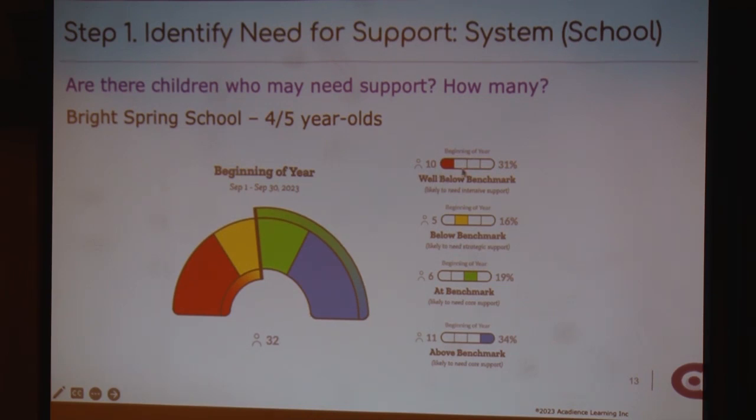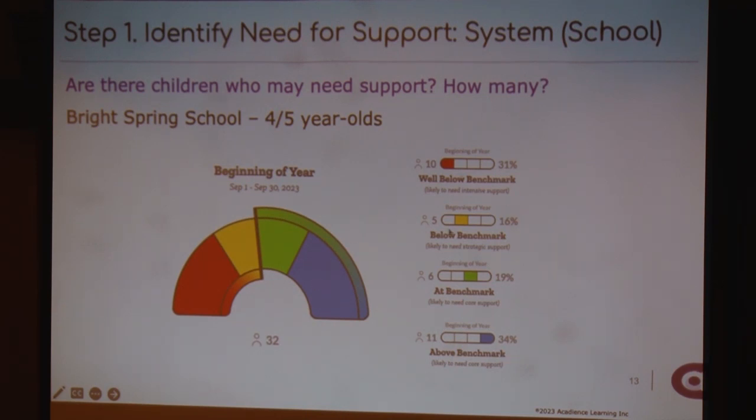Now, if I was in Acadience Learning Online, I could touch this, and it will tell me who they are. So if you're a principal, an administrator, a supervisor, a coach, boom, that's who it is. And you can see that 5 children have scores and what proportion that is below the benchmark, what proportion have scores at the benchmark, what proportion of students or kids have scores well above the benchmark starting the year.